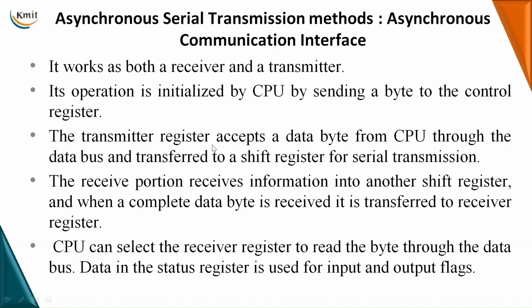The transmitter register accepts a data byte from the CPU through the data bus and transfers it to the shift register for serial transmission. At the receiver side, the receiver portion receives the information into another shift register, and when the complete data byte is received, it will be transferred into the receiver register. So the CPU can select the receiver register to read the byte through the data bus.